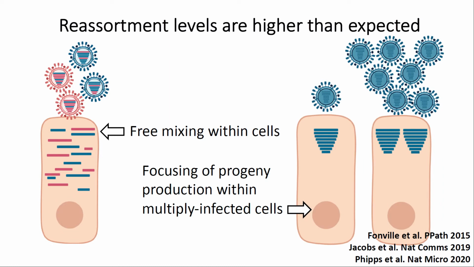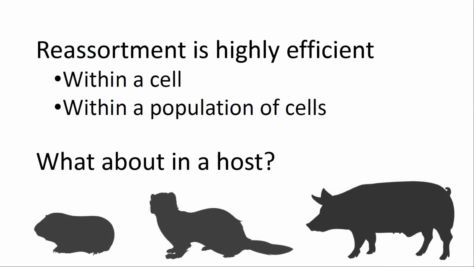But that intracellular dynamic is not sufficient to account for the high levels of reassortment we see. In addition, we have strong evidence that there's a focusing of progeny production within multiply infected cells. So in other words, there's a strong benefit of multiple infection such that these co-infected cells produce many more progeny than singly infected cells. That in turn augments reassortment. All right, so I've told you that reassortment is highly efficient within a cell and within a population of cells. What about within a host?